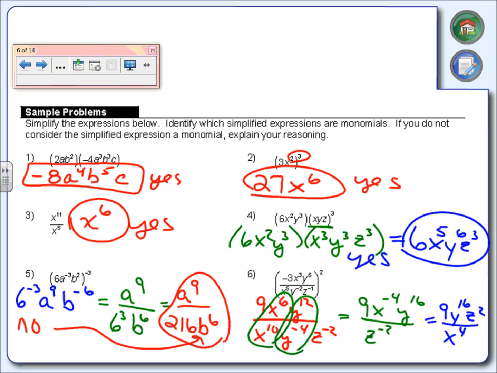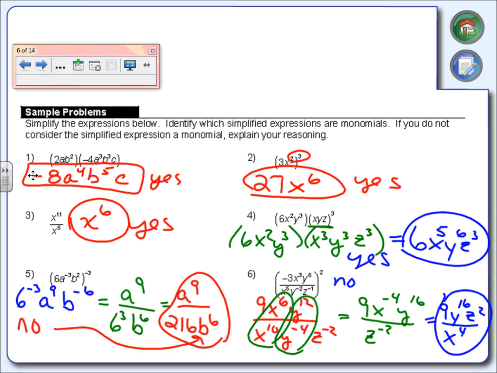Now, if you've got your variables in a different order, you've got 9z squared and then y to the 16th, that is still okay. As long as you've got the exponents right, you're okay. So here's what we end up with. So the next question is, is that considered to be a monomial? No. Why not? Again, same reason. We have a variable down there in the denominator. Can't have that. So number 5 and number 6 are not monomials, and that's because there's a variable in the denominator.